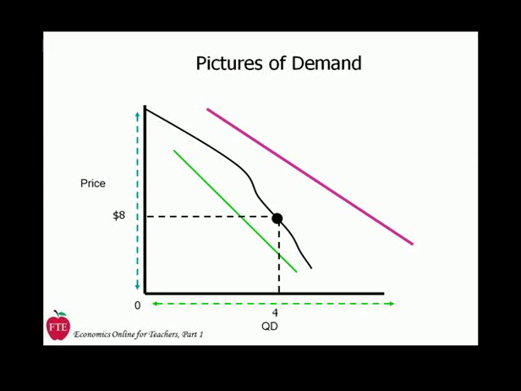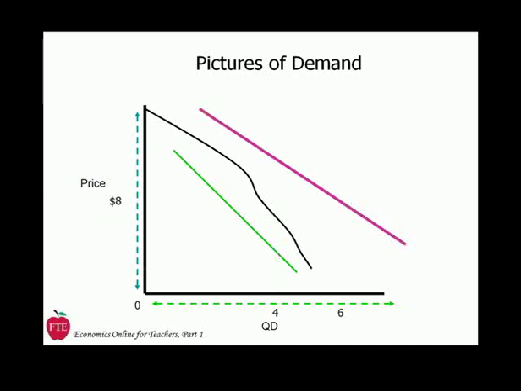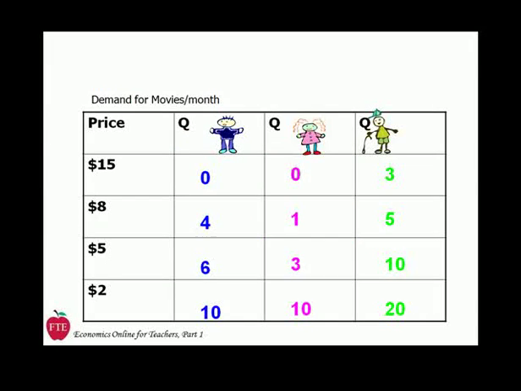So let's add some more demand pictures. Okay, now what do you notice about these pictures, or demand curves as they're properly called? Yes, they all slope downward to the right. So go back to the table. What did you notice? At higher prices, the quantities purchased were lower, and at lower prices, the quantities purchased were higher. That fits with the lines on the graph, doesn't it?